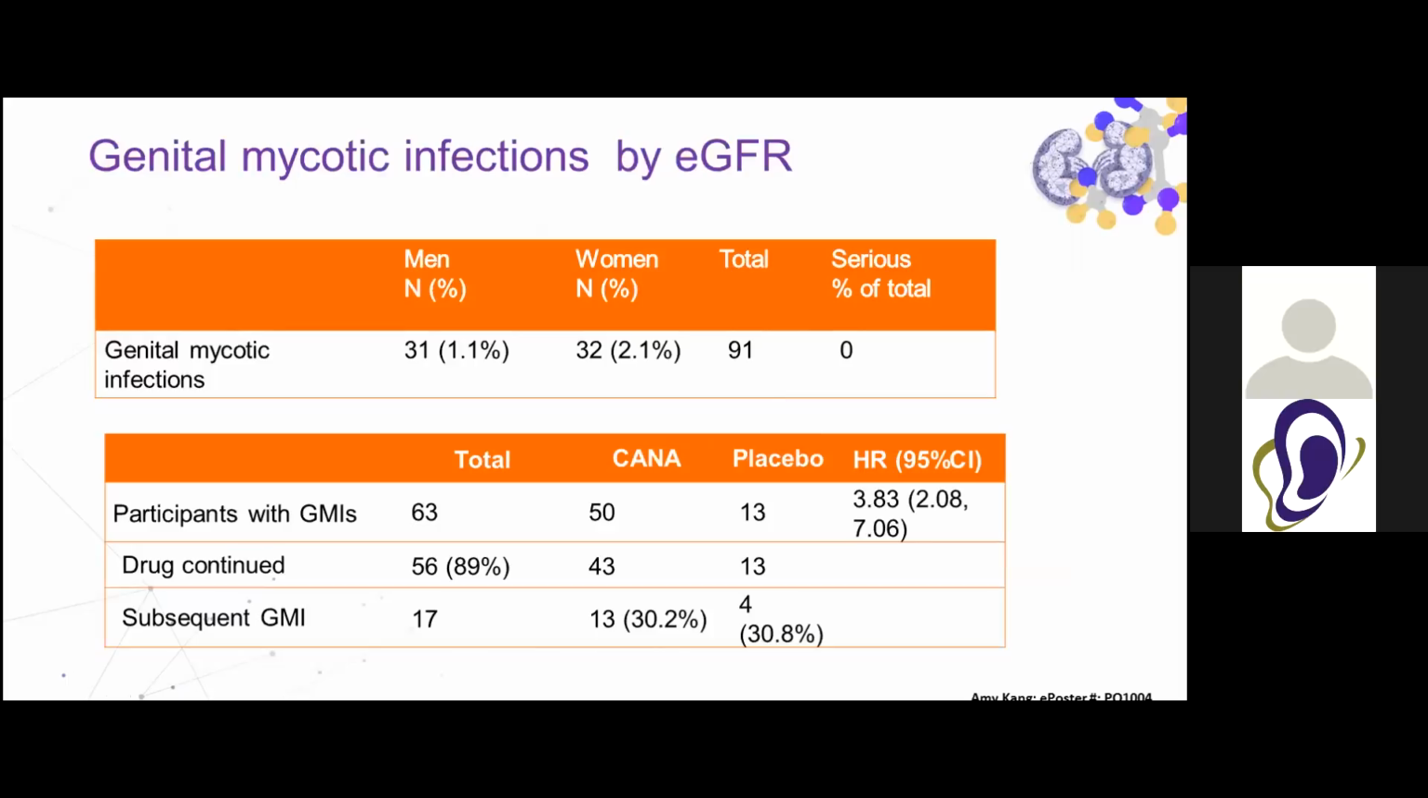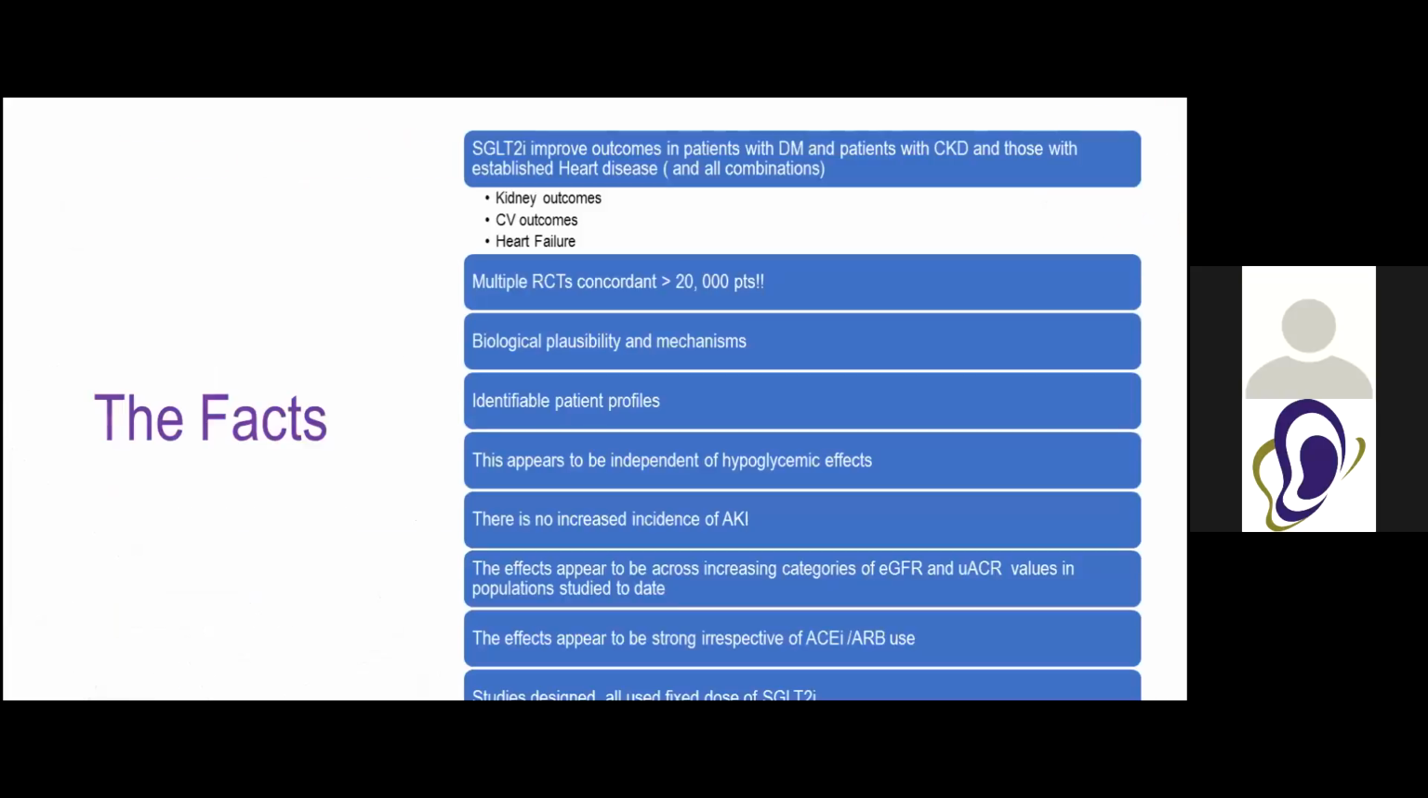And so you'll see there that the drug was discontinued in about 90% of people, but many had a subsequent genital mycotic infection, and you'll see the rates are the same. So again, my point is, yes, they increase the relative risk, but the absolute risk is already very low, and it's increased proportionally. So let me go back to what the facts are.